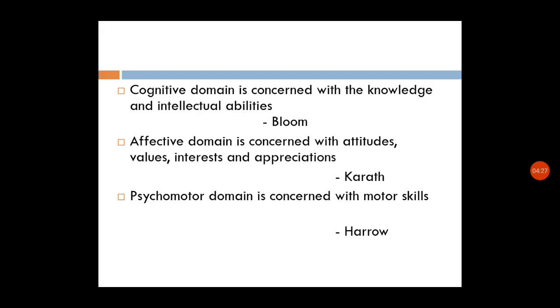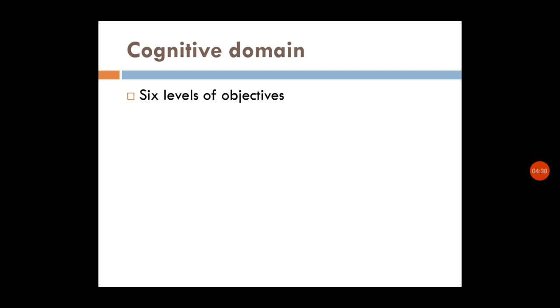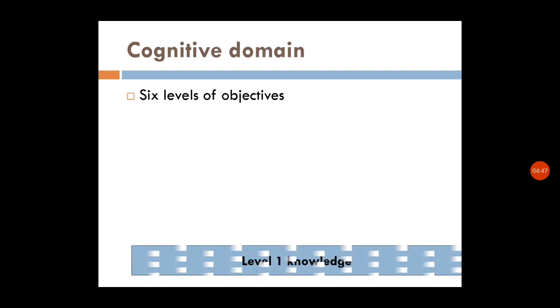Now we can see in each domain how the taxonomic levels of behavior are categorized, starting with the cognitive domain. In the cognitive domain, there are 6 levels of objectives. The first level is knowledge, because we start from the bottom and go to the top. That means when we start learning, it will be the first level, and the student progresses into the higher-order levels. So level 1 is knowledge.